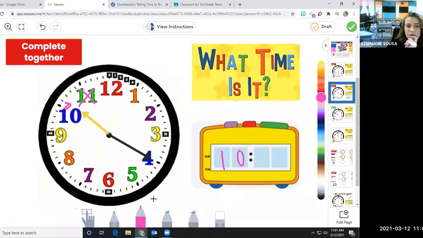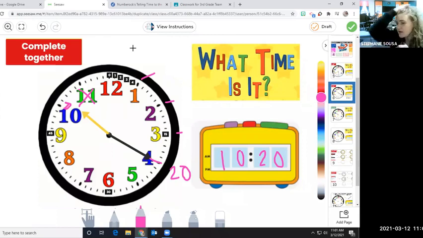All right, let's take a look at our minutes. It is right on the 4. Take a look right there. So we have 5, 10, 15, 20. It is 10:20. Any questions on that?